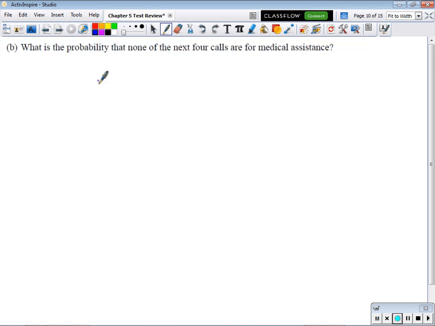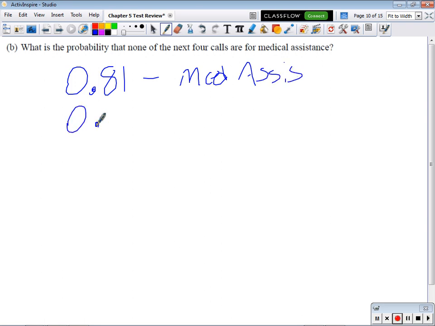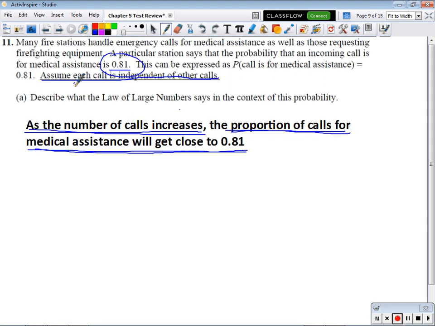For part B, what is the probability that none of the next 4 calls are for medical assistance? Well, if 0.81 is the probability that they get a call for medical assistance, then the probability that they don't get a call for medical assistance would be 0.19. This would be no medical assistance, so that means it's a call for something else. So when we say what is the probability that none of the next 4 calls are for medical assistance, just remember the note here. Assume each call is independent of each other.